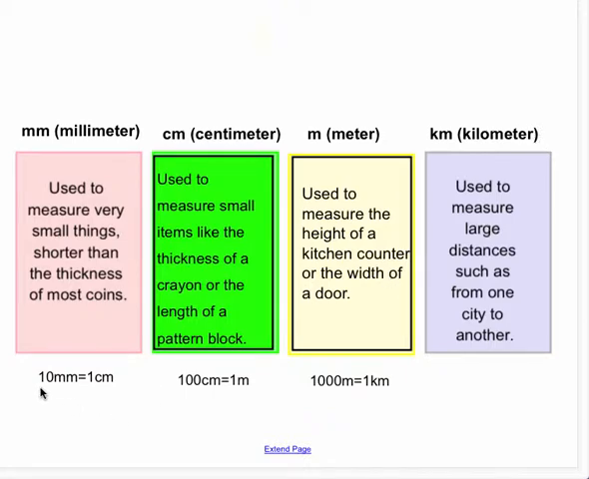Down below are some measurements here. If we look at this first box, our teeny tiny little measurement, if we had 10 of these little millimeters, it would be equal to 1 centimeter. If I had 100 of these centimeters, that's how much it would take to equal 1 meter. And if I had 1,000 of these meters, I would get 1 kilometer.